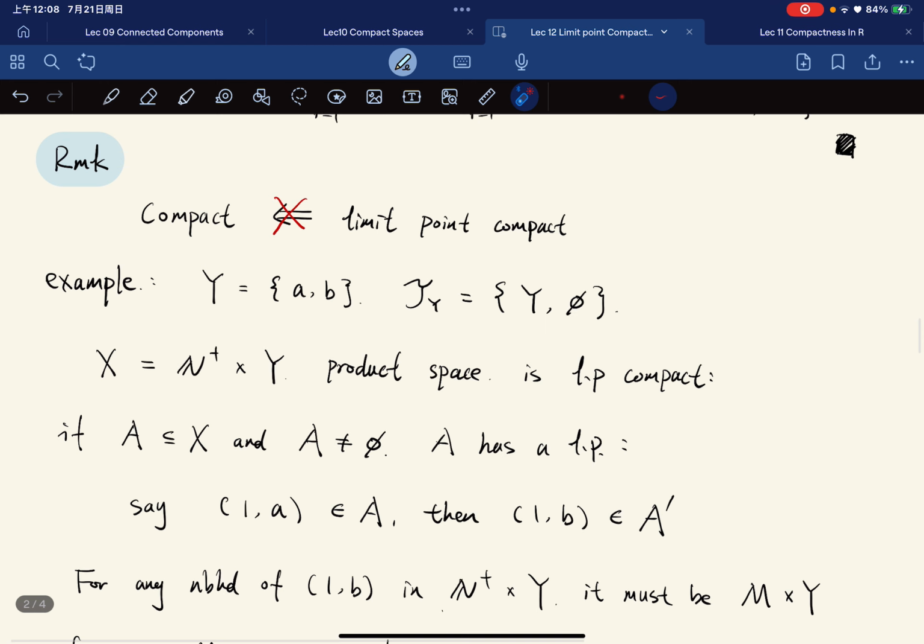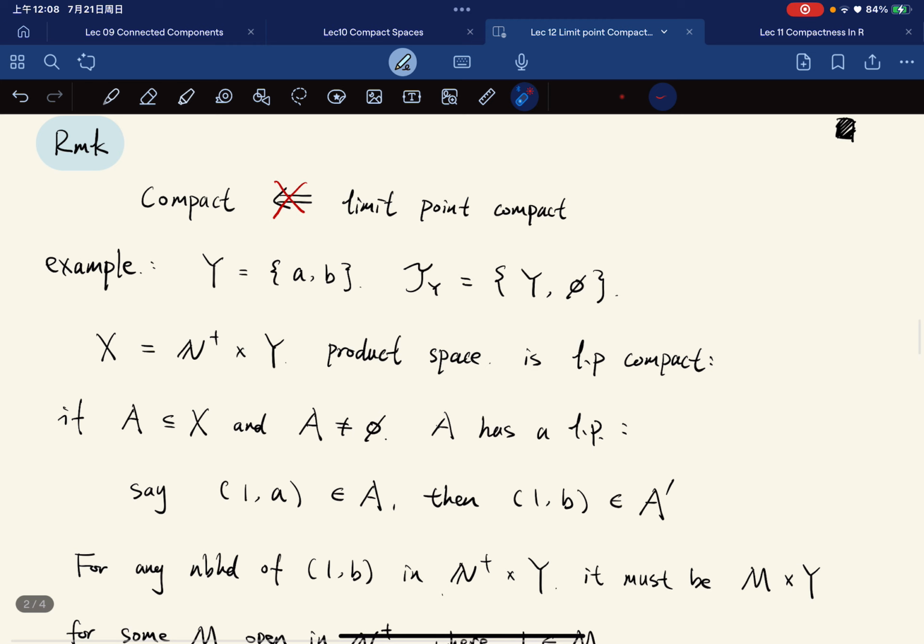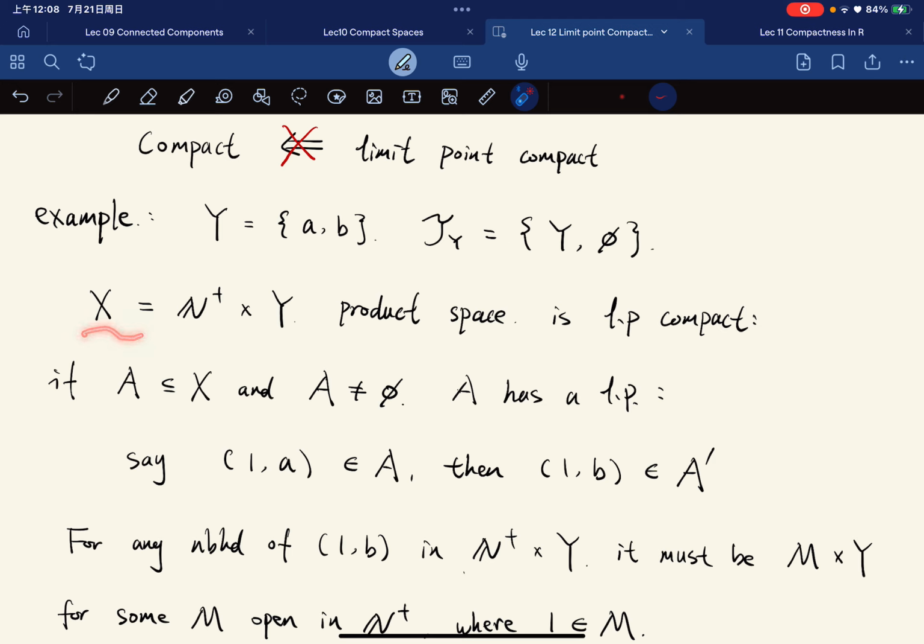And here's a remark. Limit point compactness does not imply compactness. So here's an example. Let Y be the two-point set {a, b}, and we give Y the trivial topology. And we give X the product space of the positive integers multiplied by Y. It is limit point compact because any non-empty subset has a limit point. Why? Say for example (1,a) is in A, then (1,b) is the limit point.